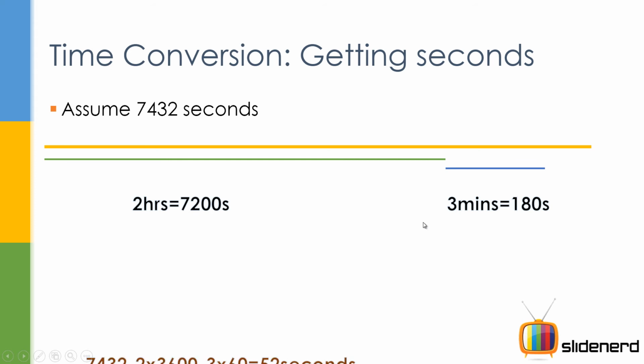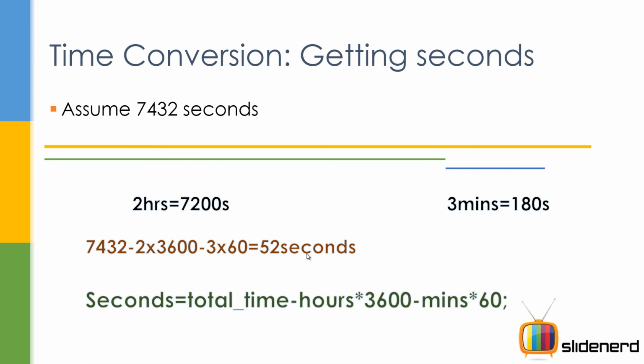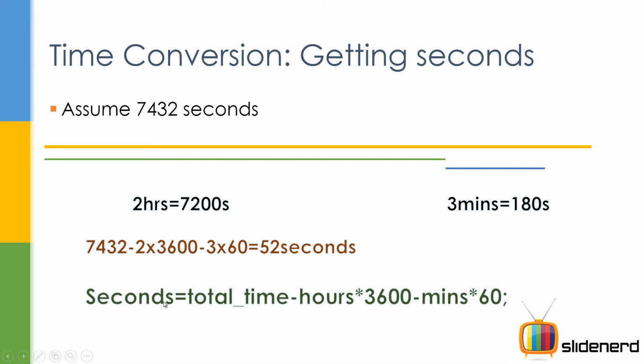So in short, you have to take the total time, you have to subtract the hours, you have to subtract all the minutes, and you get seconds remaining, right? That's exactly what needs to be done. So let's see how this is written in the programmatic way. You say seconds is total time minus hours into 3600 minus minutes into 60, right? So let's go ahead and do this.